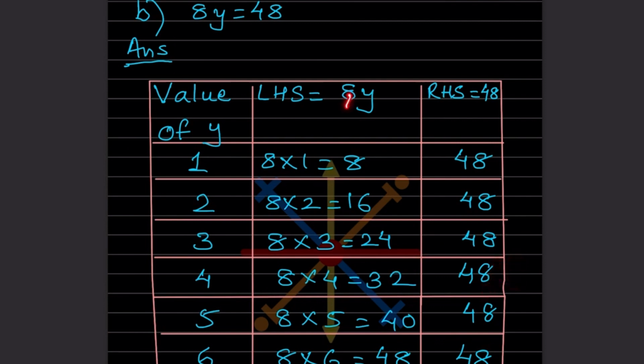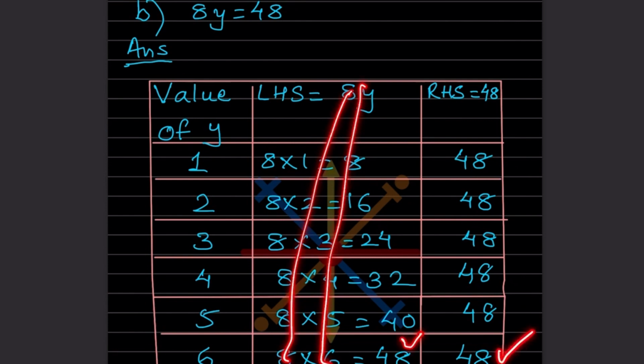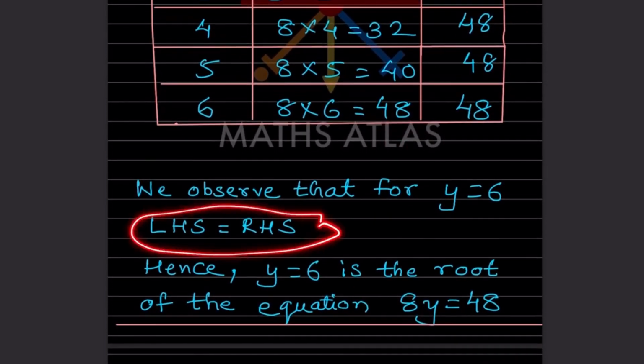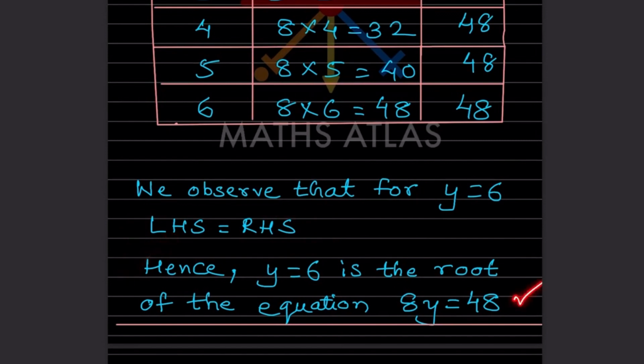Again, when we put 5, 8 into 5 is 40, RHS is 48, so not possible. Now look here when we put 6. In place of y we put 6, so this is 48 and the RHS also is 48. At this stage, when we take y as 6, we get 48 on both sides, so this satisfies the equation. We observe that for y is equal to 6, LHS is equal to RHS. Hence y is equal to 6 is the root of the equation 8y is equal to 48.